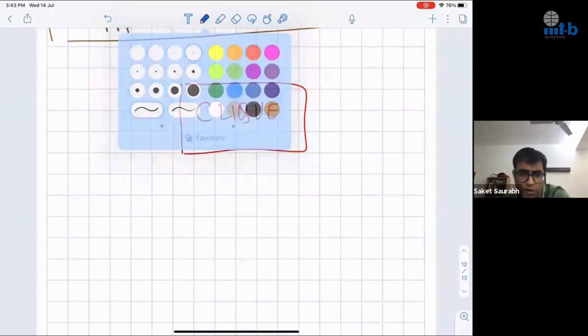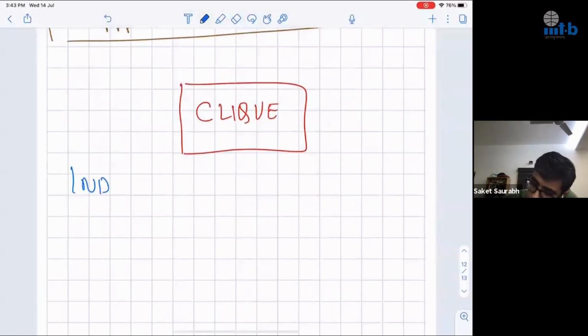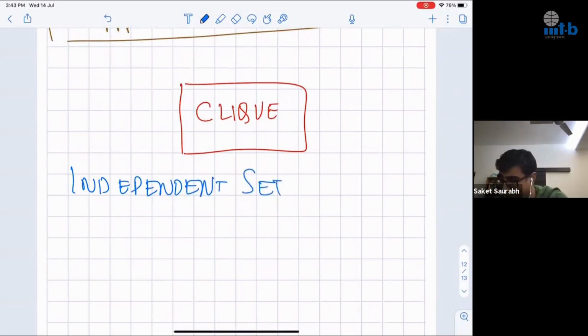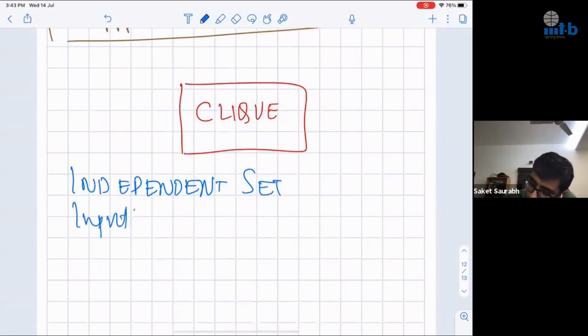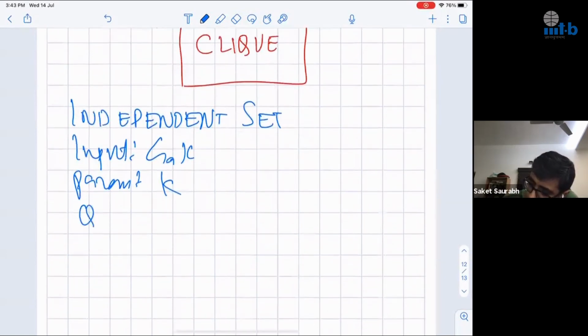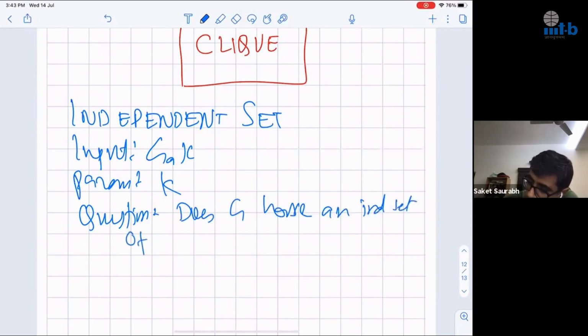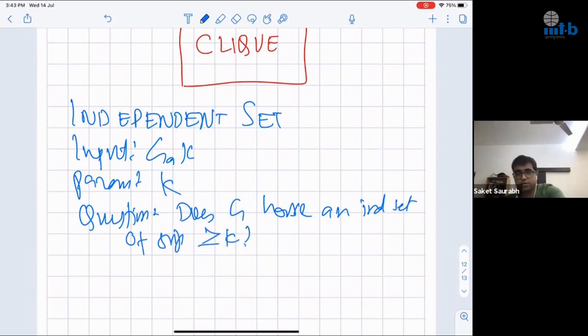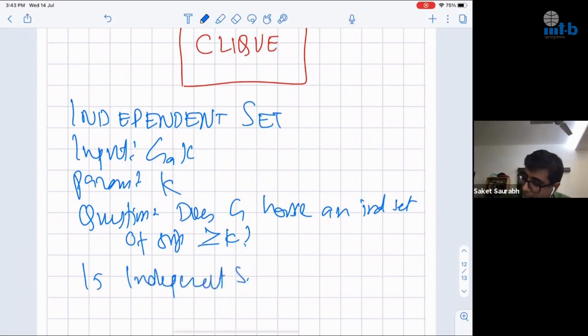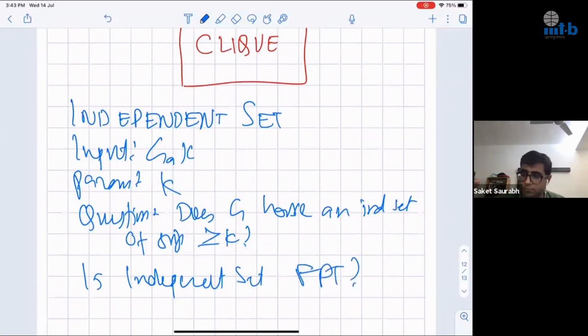I have not defined what reductions are. We will figure it out. Okay. Input is G, k. Parameter is k. Question is, does G have an independent set of size at least k? What do you think? Is independent set FPT? Anybody? What do you think?